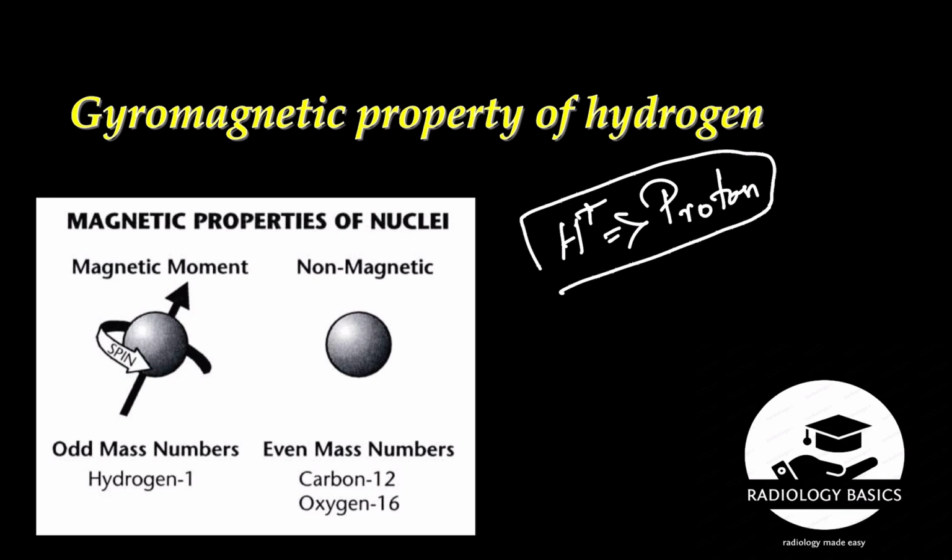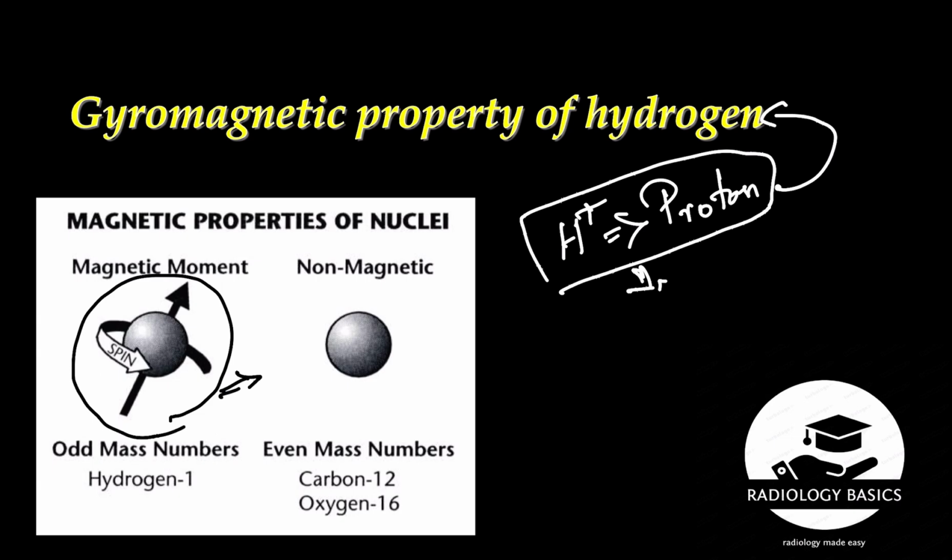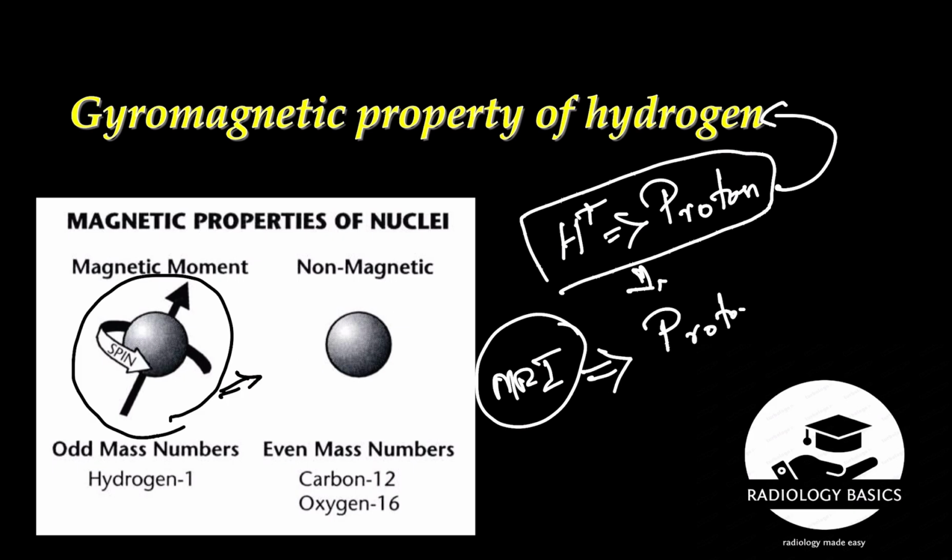This proton has an intrinsic characteristic which we call the gyromagnetic property. This gyromagnetic property means it can spin on its own axis. This is the property we are going to use in our MRI imaging. MRI imaging is nothing but imaging the proton, or hydrogen H plus, in our human body.